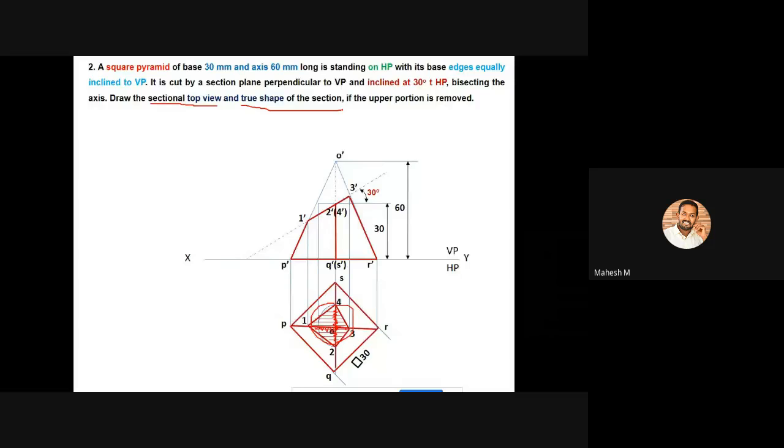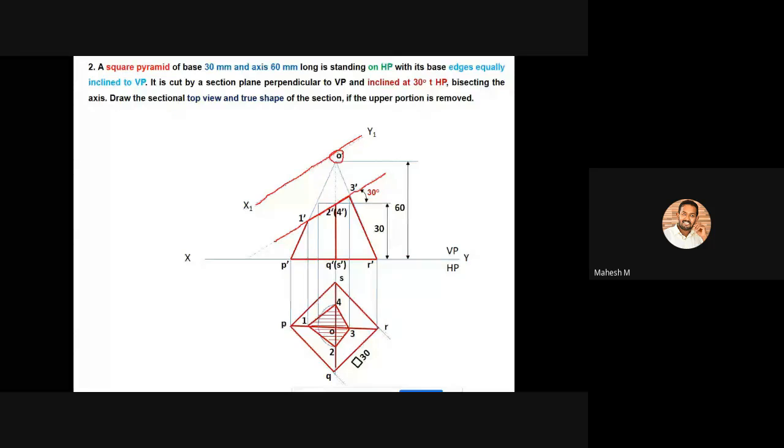So what is the condition for creating the true shape? We have to create the imaginary reference line. That reference line should be parallel to this cutting plane. So what is the angle of this cutting plane? It is 30 degrees. So you have to create this imaginary reference line at an angle of 30 degrees. It should not touch the component lines, so it should have some more distance from the apex point.